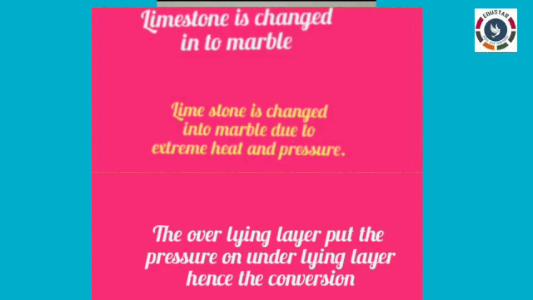Third question is, limestone is changed into marble. So now we will discuss the answer for this. Limestone is which type of rock, children? It is a sedimentary rock. Already we have studied that in the course of time, due to extreme heat and pressure, the sedimentary rocks will be changed into metamorphic rock. Here the limestone also changed into marble due to extreme heat and pressure. Now we will read the answer.